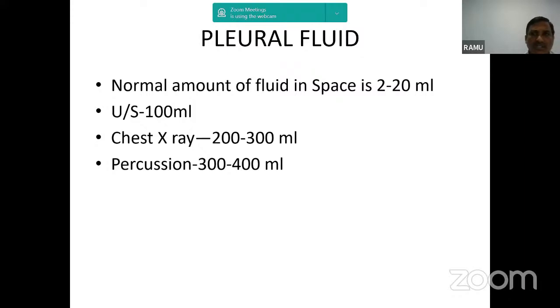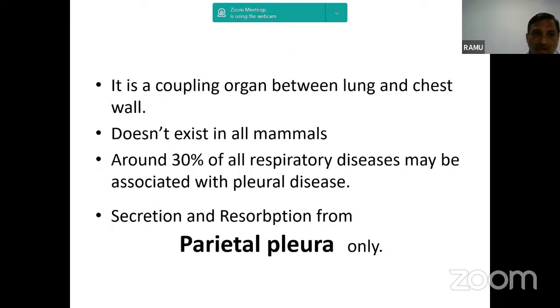On chest X-ray, we can visualize only the blunting of the costophrenic angles if the fluid is around 200 to 300 ml. By clinical examination, percussion detects around 300 to 400 ml. Only if it is more than 400 ml can we detect it by percussion, or else it is very difficult.